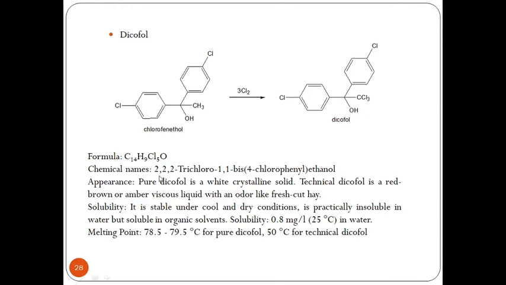C14H9Cl5O. The chemical name is 2,2,2-trichloro-1,1-bis(4-chlorophenyl)ethanol. The appearance is white crystalline solid. Dicofol is a red, brown or amber viscous liquid. That means at room temperature, it is going to look like a red, brown or amber viscous liquid with an odor like fresh cut hay.